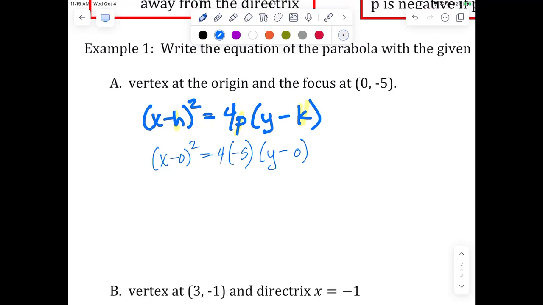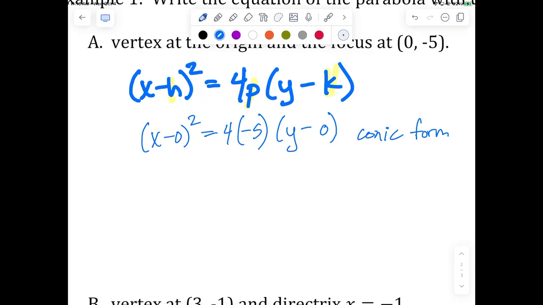And technically that's the equation. Okay, that's in conic form right there. If we don't simplify, that's in conic form, and we've met the requirements. Let's see if we can simplify that a little bit though. That's just x squared over here. That's going to be -20 times y. Now because this one opens vertically, we can actually solve it for y like we're used to by dividing through by -20, and we get -1/20 x squared. I just solve for y. Divide through by -20, and I get -1/20 x squared.